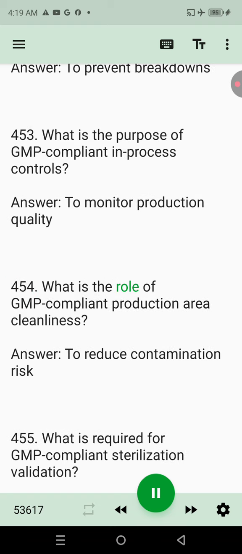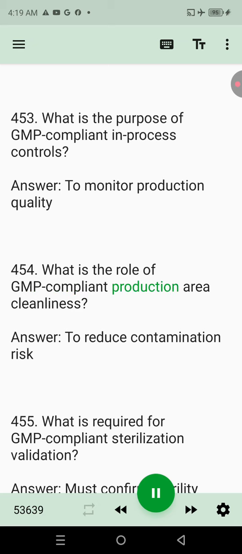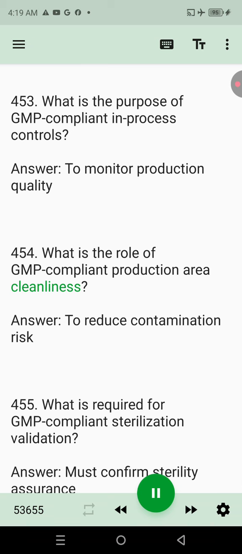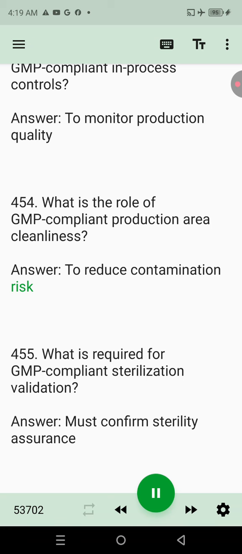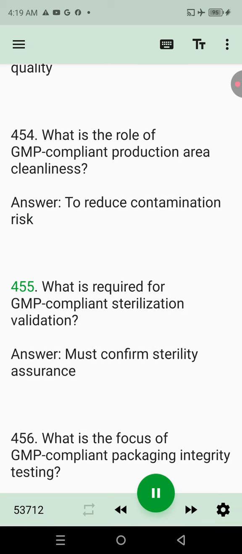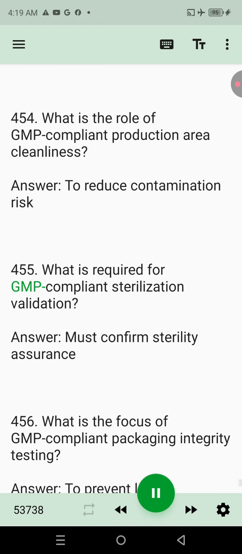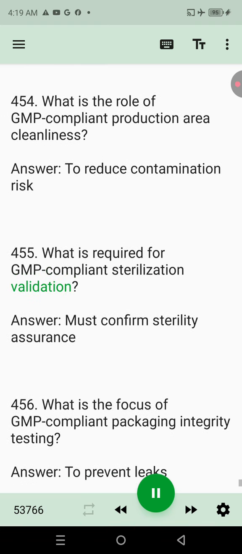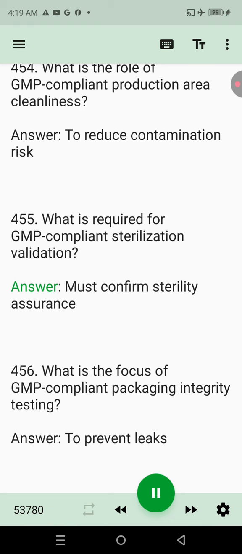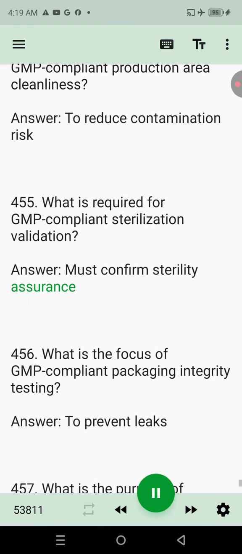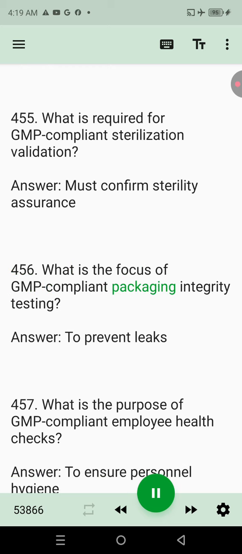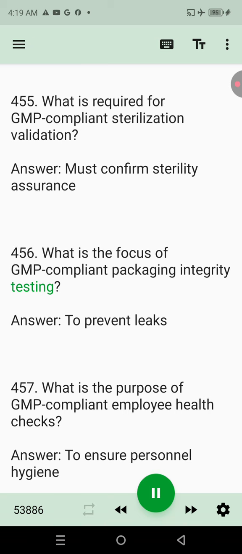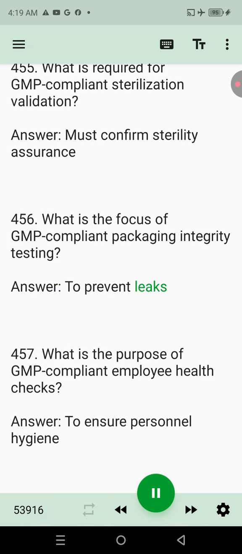454. What is the role of GMP-compliant production area cleanliness? Answer: to reduce contamination risk. 455. What is required for GMP-compliant sterilization validation? Answer: must confirm sterility assurance. 456. What is the focus of GMP-compliant packaging integrity testing? Answer: to prevent leaks.